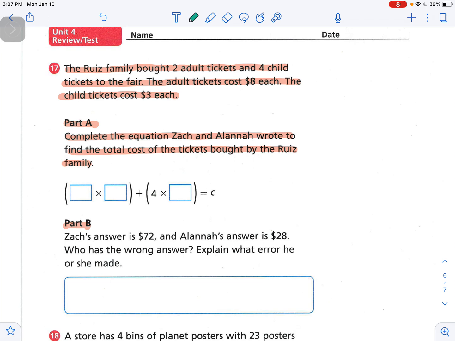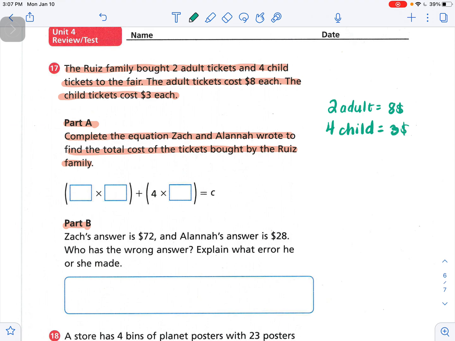So what I know so far, sometimes I like to write that out, is I've got 2 adult tickets, and that's $8 each. And I've got 4 child tickets, and that is $3 each. Whew.